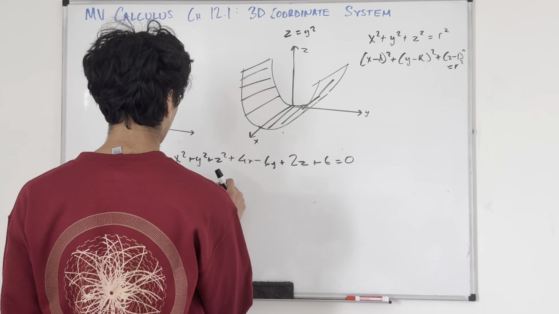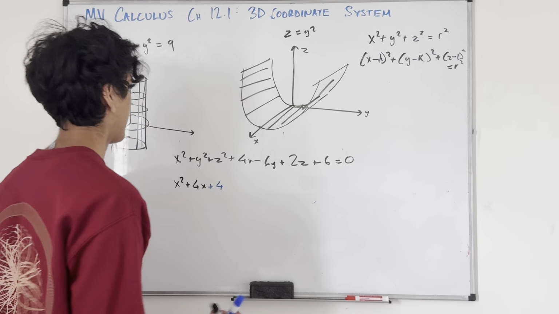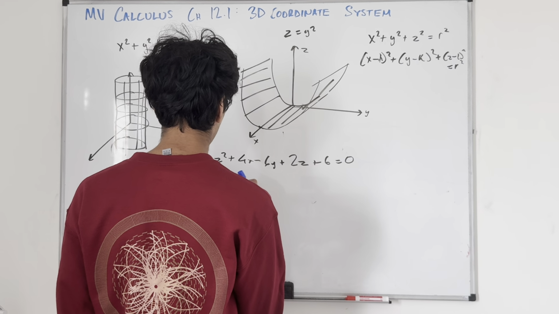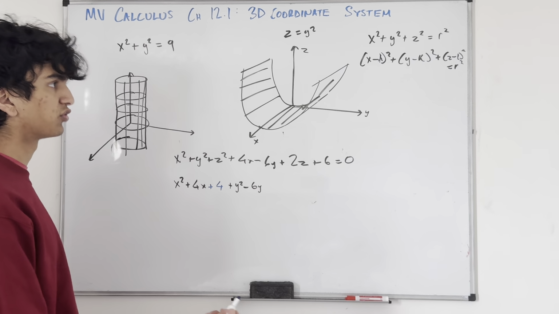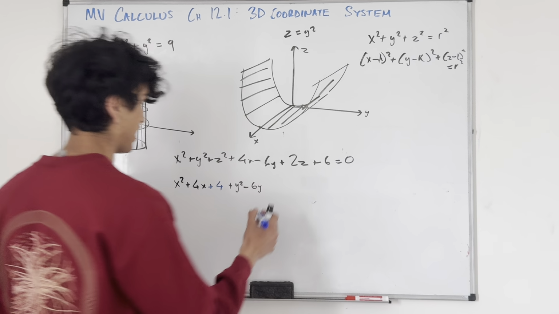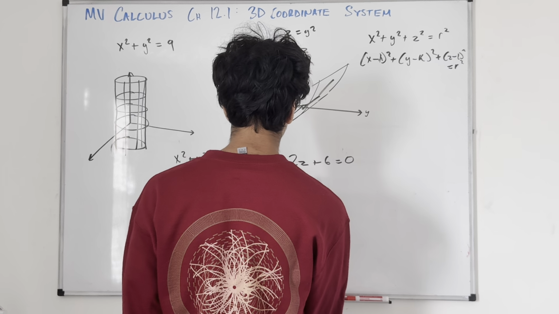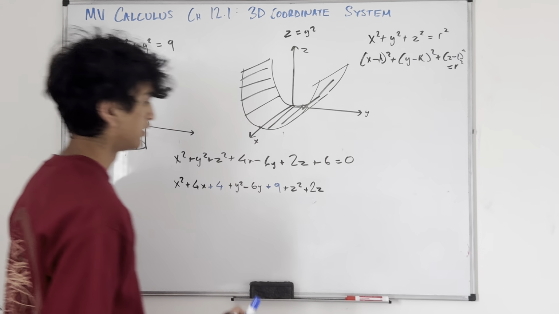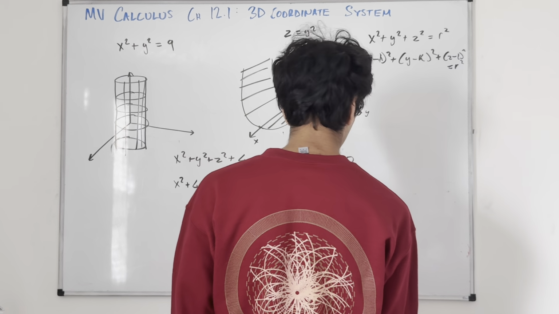plus 4, because I'm really doing, divided by 2 is 2, 2 squared is 4. And then I have my y squared minus 6y, and then divide that by 2, that's negative 3, square that, that's 9, so plus 9. And then I have the plus z squared plus 2z, and then divide that by 2, that's 1, square that, that's 1, so now I get the plus 1.